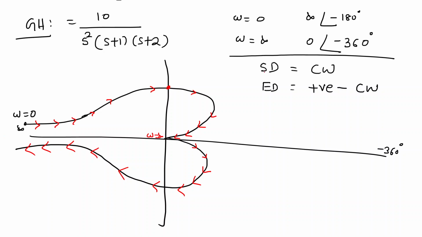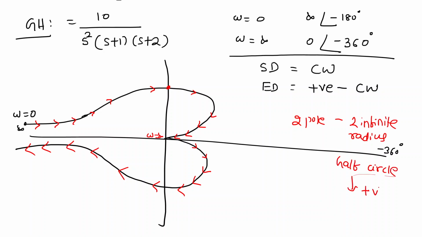Now, the third point: the number of infinite radius half circles equals the number of poles at the origin. So here, two poles at the origin, so two infinite radius half circles, and this direction will always be clockwise. You start the infinite radius half circle at the point where you ended, because this is continuous, ending to starting. First you make a half circle in the clockwise direction.